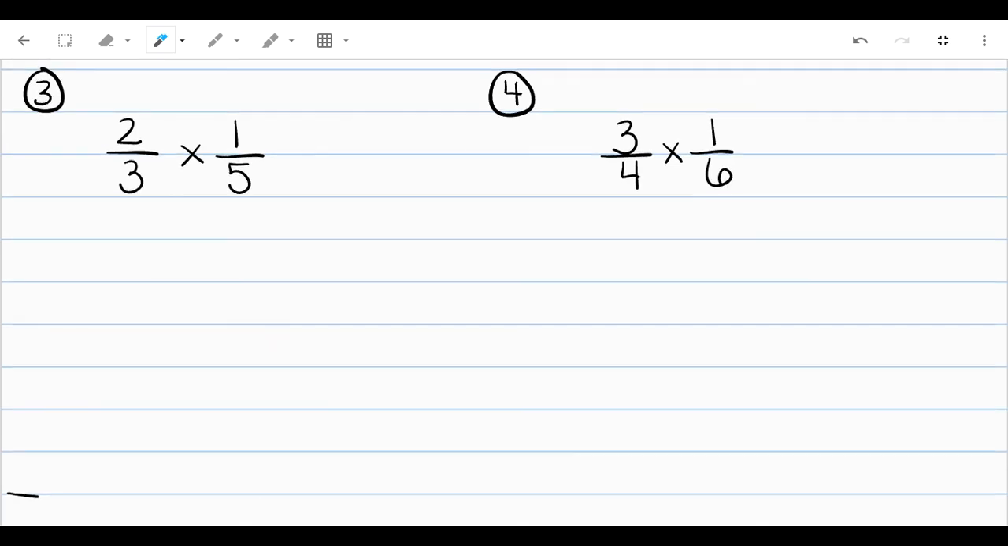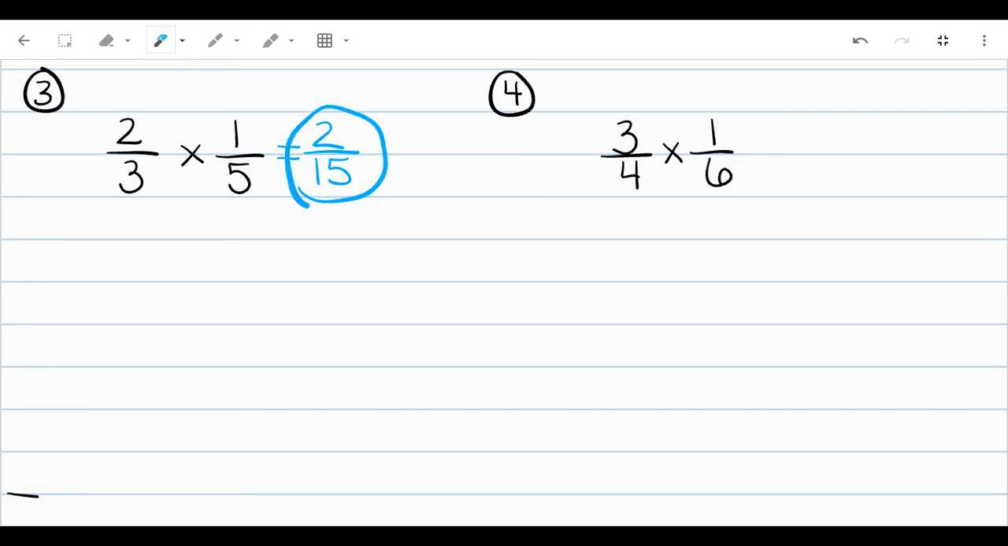Now, if we have two fractions being multiplied together, we don't have to change anything. We're just going to multiply straight across, and then simplify at the end if we need to. So 2 times 1 is 2. 3 times 5 is 15. Now, the only way I can simplify 2 is by dividing by 2, and we can't divide 15 by 2. So that's our answer in simplest form.